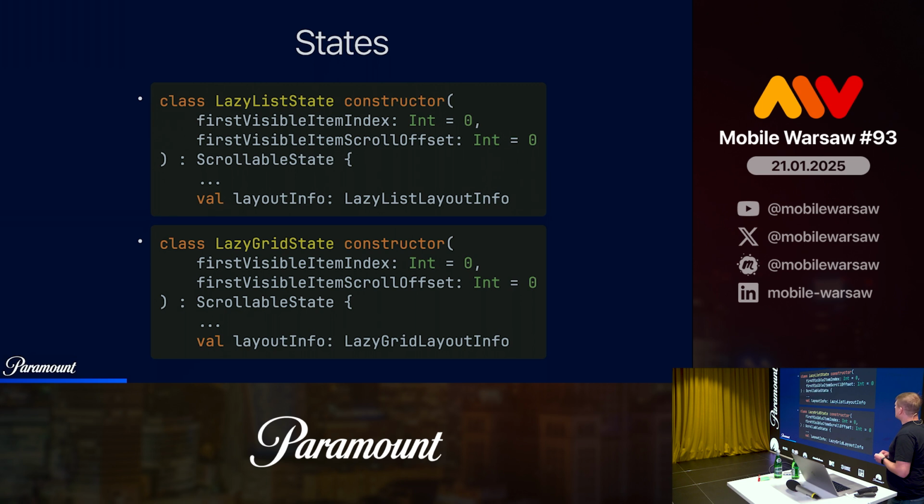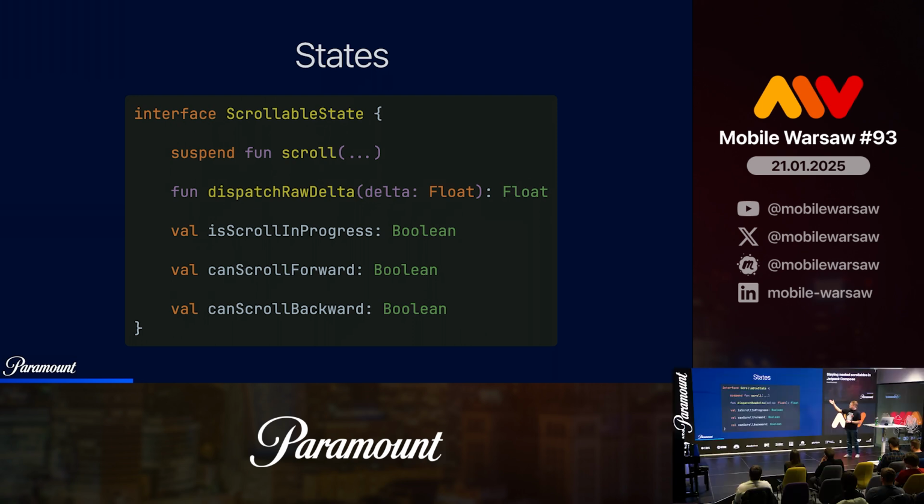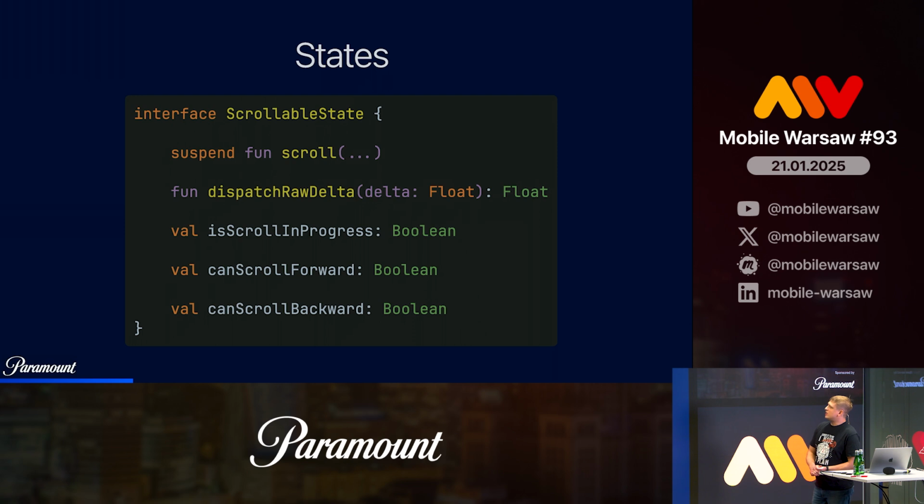Those states also implement the interface called scrollable state. Here's how it looks like. It's the entire interface, nothing more than that. So here we're having the scroll and dispatch raw delta methods. They are used to actually scroll the composable. And we also have 3 properties: is scroll in progress, can scroll forward, can scroll backward. I think it's pretty clear what they do.